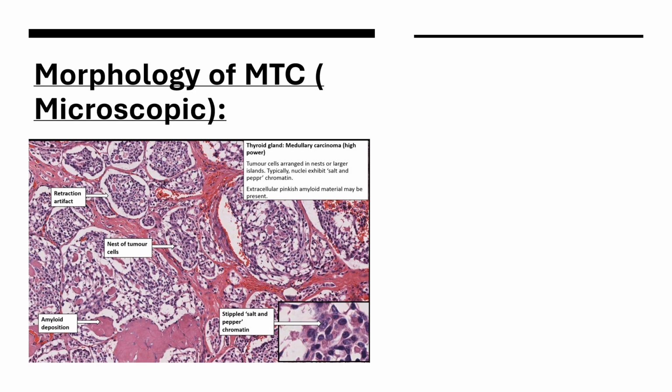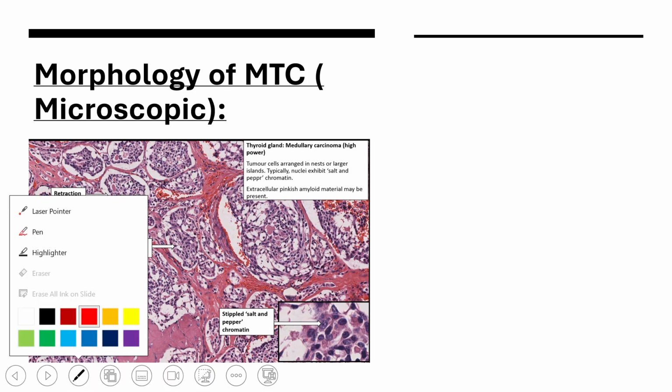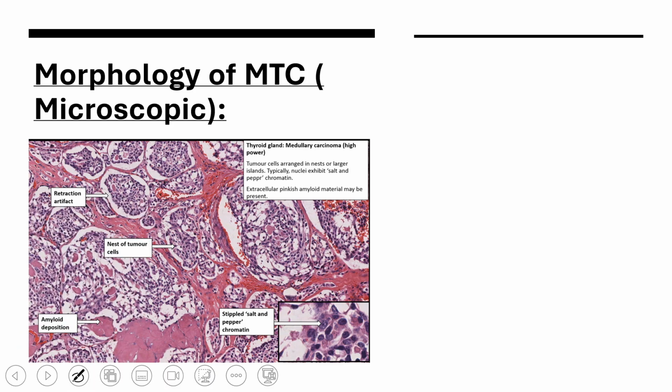And here we can see retraction artifact, which is important. Next, the tumor cells are round, polygonal, or spindle shaped, and these tumor cells are arranged in nests or larger islands, and exhibit salt and pepper chromatin-like appearance. Its nuclei have salt and pepper-like chromatin, and extracellular pinkish amyloid material can also be appreciated here.